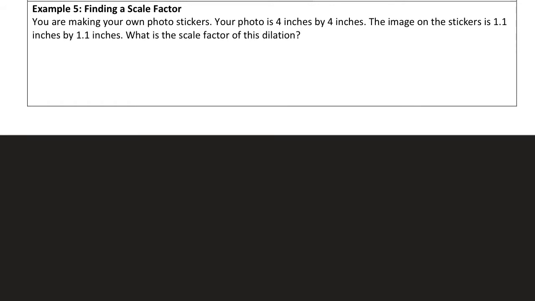In example 5, it says you are making your own photo stickers. Your photo is 4 inches by 4 inches. The image on the sticker is 1.1 by 1.1. What is the scale factor of your dilation? So we are going from the photo to the sticker. So this is going to be a reduction, okay? It's going to be a reduction.